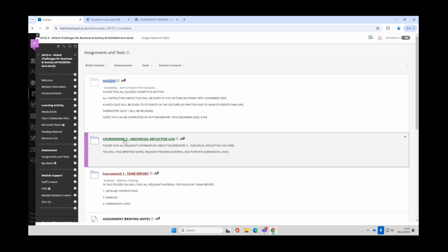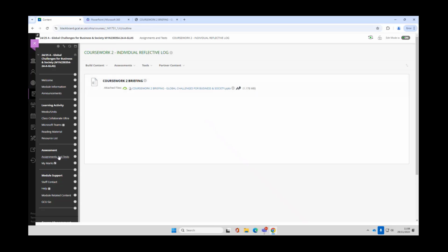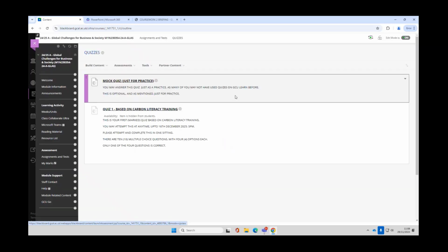Okay, so that's one folder, coursework 2. You can see that right now. There is a set of slides over there that gives you all the details about what you need to write under each question. I'll come back to that in a moment. The second folder that you will see, which is not visible to you right now, is called quizzes. Under these quizzes, you will see 2 quizzes there. Number 1 is a mock quiz, and the second one is the actual quiz, quiz 1 based on carbon literacy training. The mock quiz I'll open just now in a moment, that you can attempt.